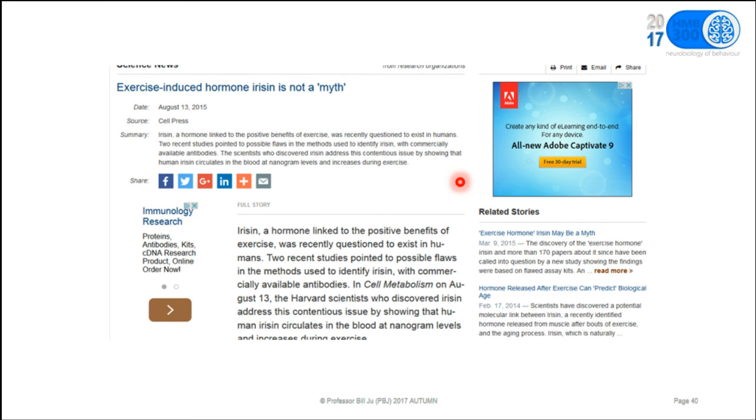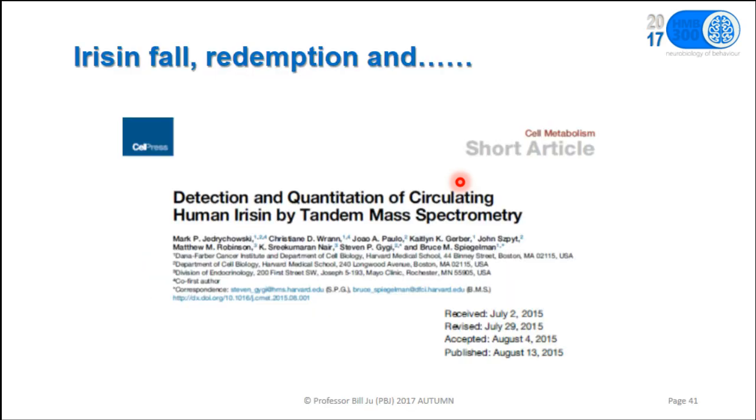This is Spiegelman's response. It's actually not a myth. And then he comes out later with this full paper. So again, think about the timeline, okay? They received this paper in July of 2015. Do you remember when that last paper was published? It was February of 2015.